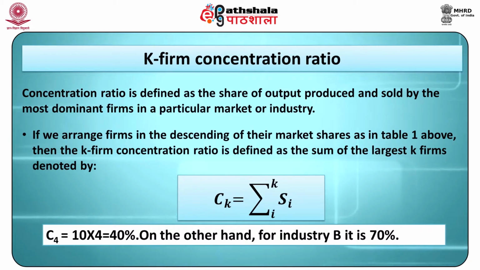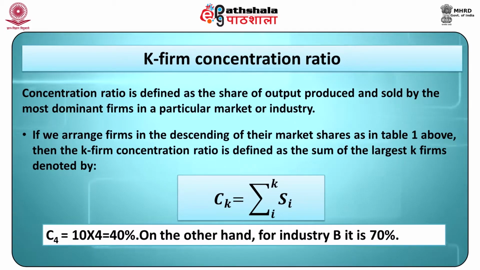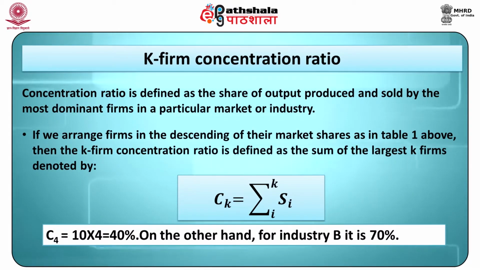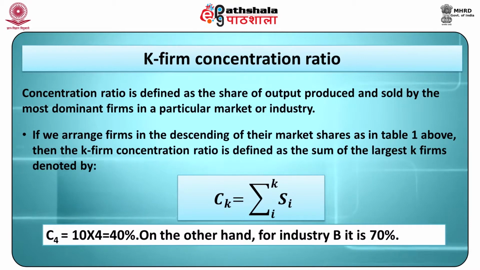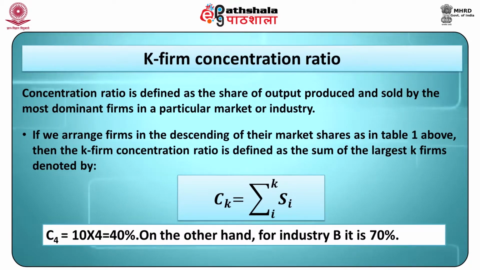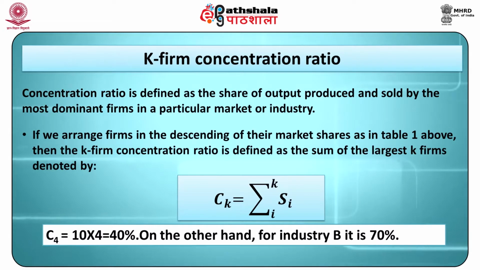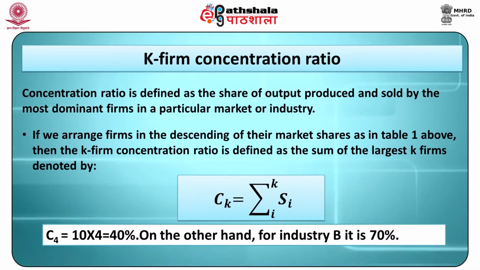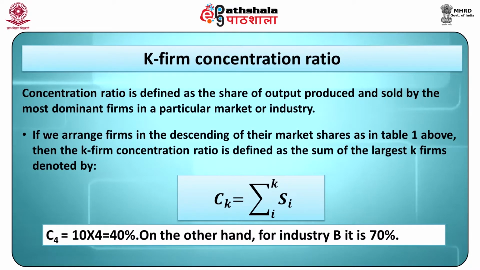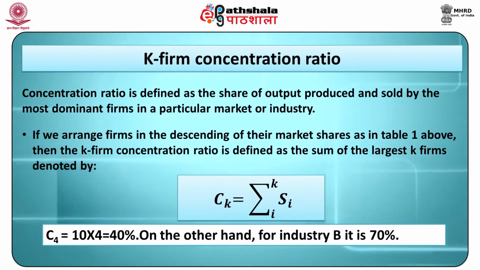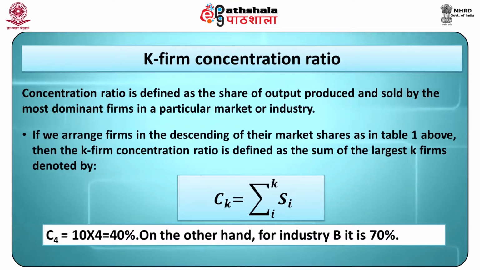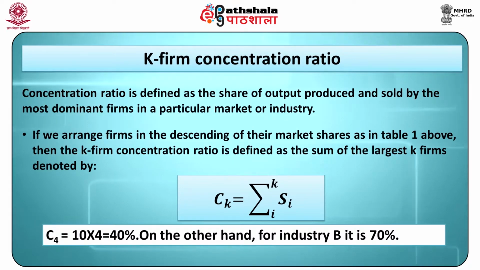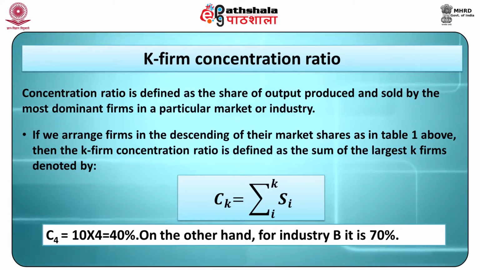the K firm concentration ratio, denoted by CK, is equal to the summation, ranging from i equals 1 to K, of Si, where Si is the market share of the ith firm in the market. CK will clearly vary between 0, minimum concentration, and 1, maximum concentration. For instance, for industry A above, the 4 firm concentration ratio will be C4 equals 10 into 4, which is 40%. On the other hand, for industry B, it is 70%.